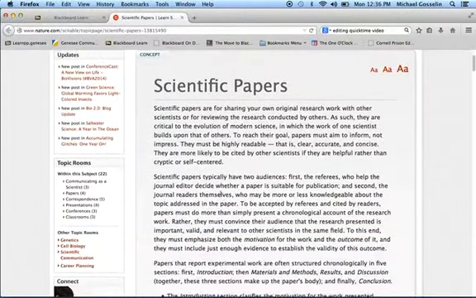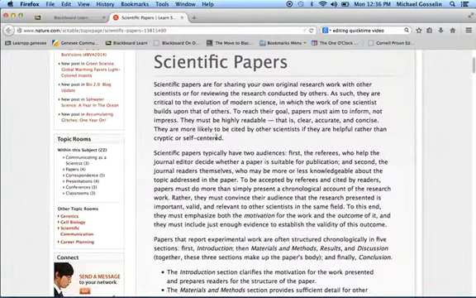Here it is. Okay. Scientific papers are for sharing your own original research work with other scientists. At this stage of the game, I doubt you're doing a lot of original research with other scientists. That'll probably come when you get into grad school or your PhD. Okay, they are critical to the evolution of modern science, in which the work of one scientist builds upon that of the others. That's important. You'll see on a lot of these that they talk about what's already out there and what's missing, and they have to add on to it.